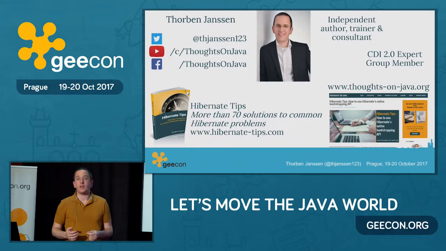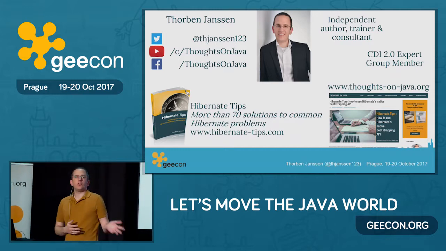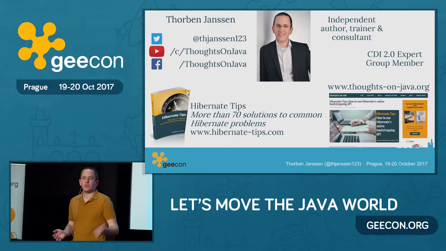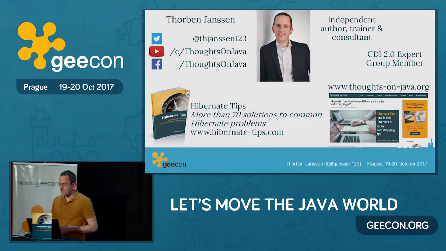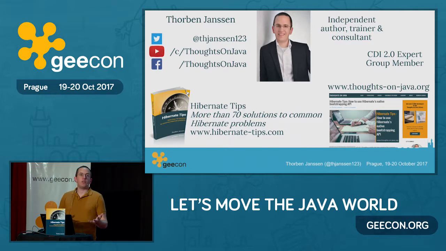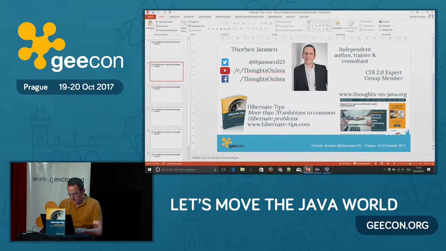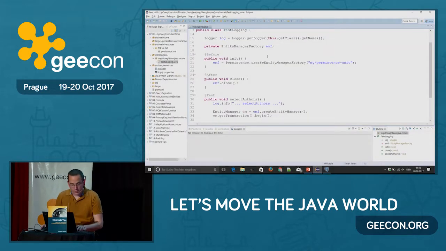So, who am I? I'm Thorben Janssen. I'm spending most of my day solving Hibernate and JPA problems by doing consulting, coaching, and speaking at conferences. I wrote a book. And most of the time I'm showing people how they can either solve their performance problems with Hibernate or how they can easily and quickly implement a certain thing with Hibernate. And that's what I want to do today. So let's not spend any time on slides, just get into the IDE and try a few things.